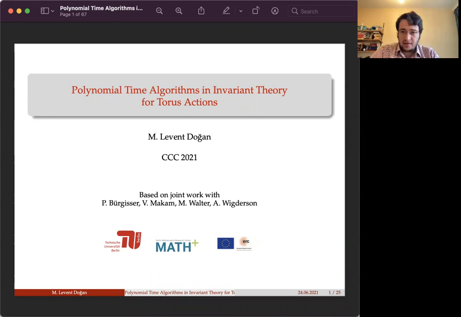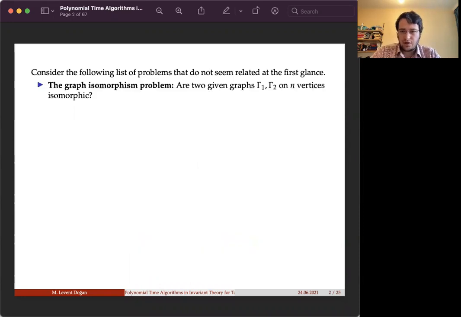So I would like to start by giving a list of equivalence or isomorphism problems. At first glance, these problems have no connection whatsoever with each other. However, they are connected by the framework of geometric complexity theory. This first example is the well-known graph isomorphism problem. Given two graphs on n vertices, we want to decide if they are isomorphic.